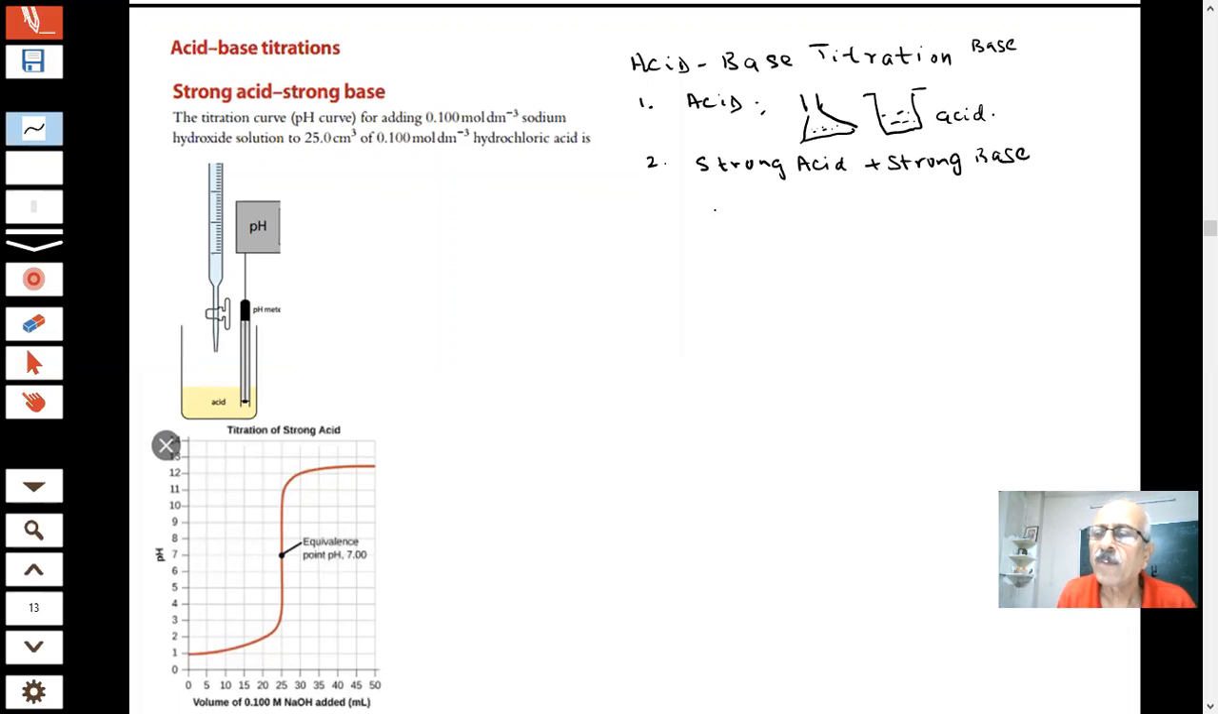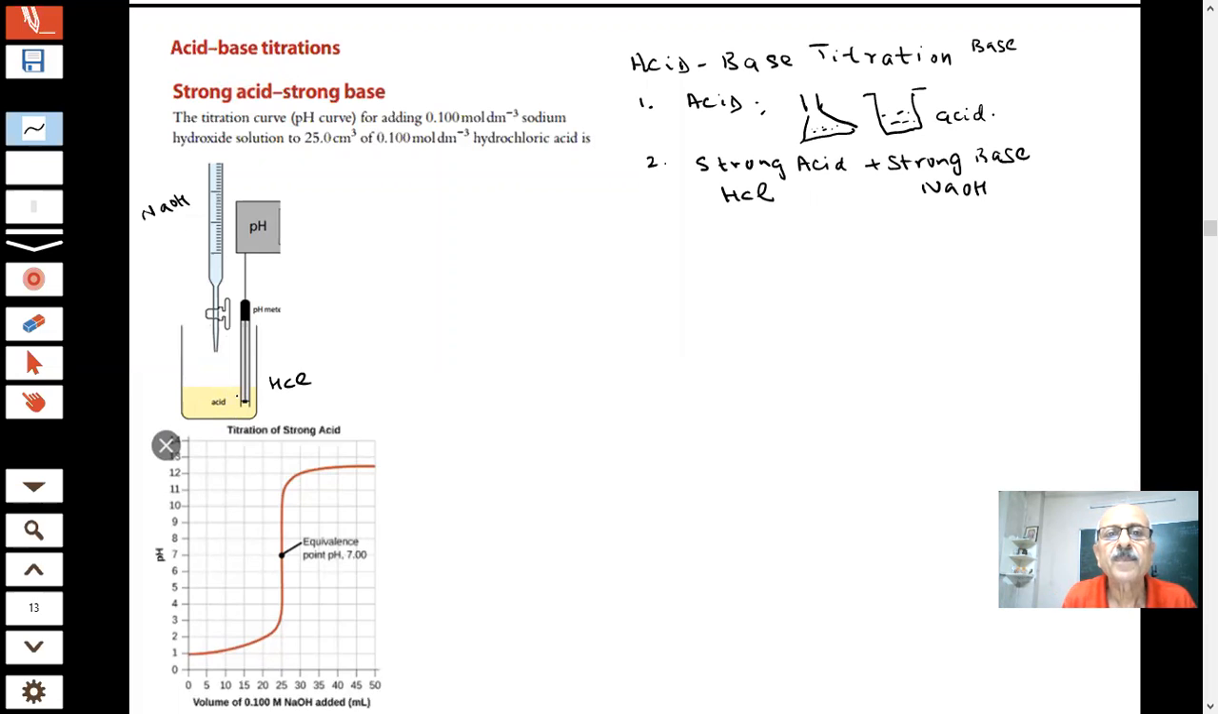What is a strong acid? Which is completely ionized. For example, we are taking here hydrochloric acid, HCl. HCl is a strong acid and NaOH is a strong base. Yes or no? Yes. Okay. Then when I do that titration, I am taking NaOH in the burette, and my HCl, which is a strong acid, is present in this beaker.